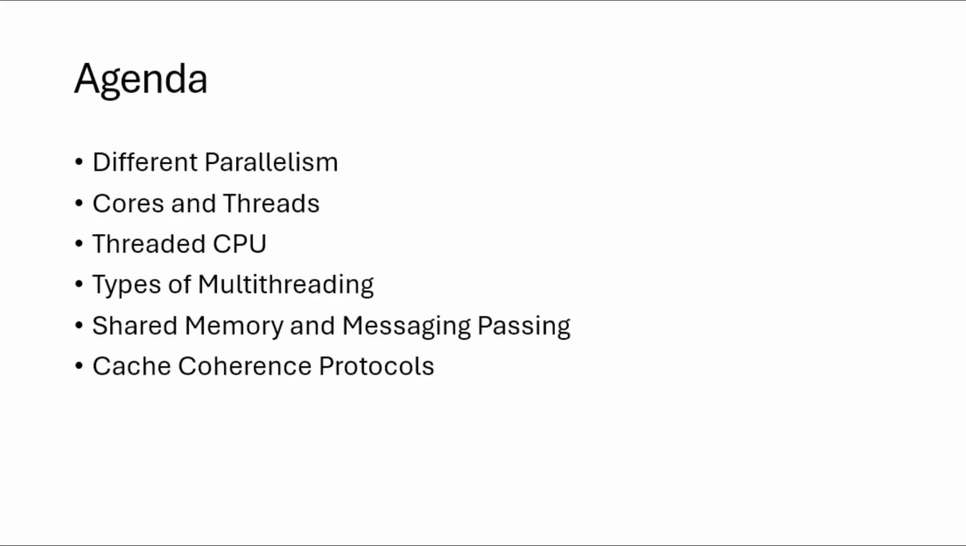And here is the agenda. First, we're going to start with the different parallelism to show how the parallelism works, and then the cores and threads. Then we introduce the thread CPU and the types of multi-threading, and then shared memory and message passing. And the last is the cache coherence protocols.